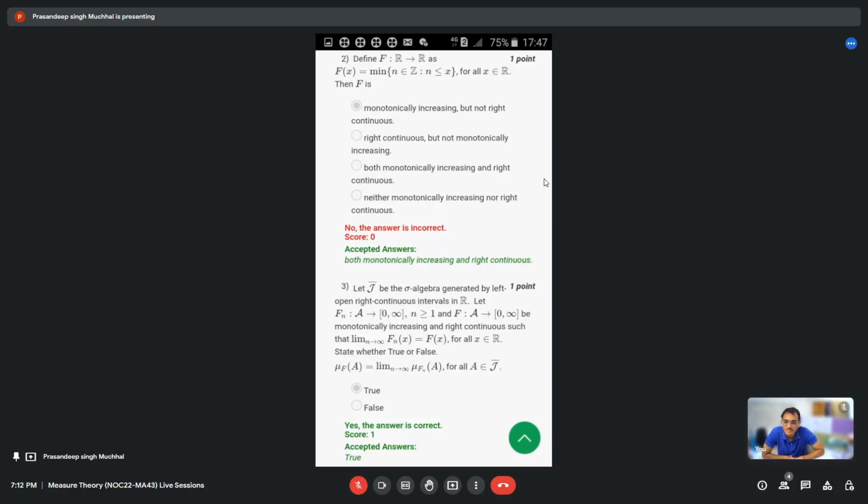I think no. It is not right continuous. Okay. For you, what is the definition of right continuity? No, sir. It is right continuous. Sorry. It is right continuous. Okay. Why is it right continuous?